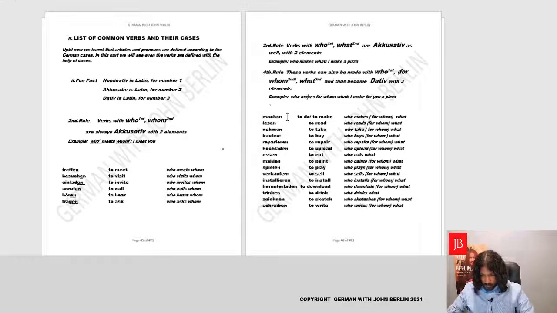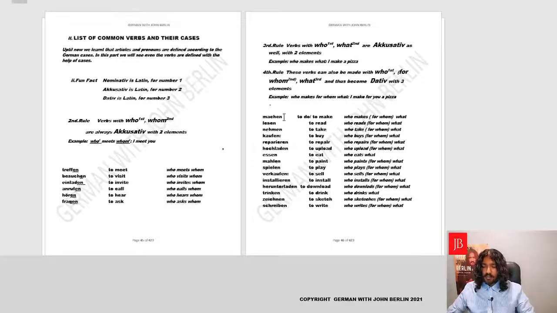So basically the verb machen will then become dative. Why? Because it requires three cases. Who, that is nominative. For whom, that is dative. And what, that is accusative. So it requires three cases, then it becomes dative.